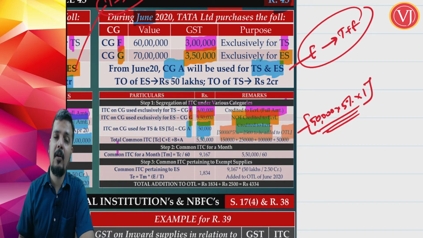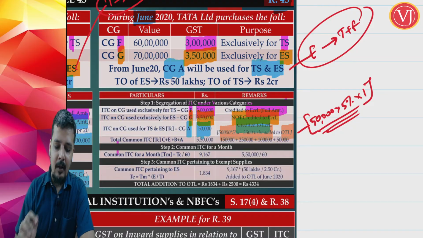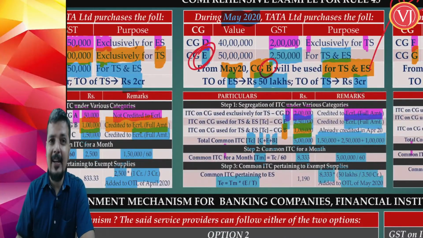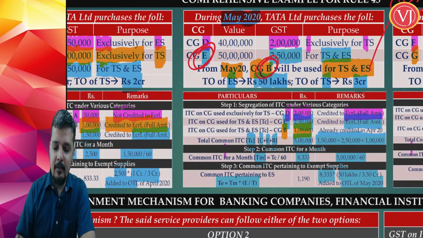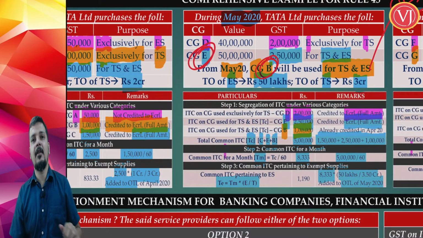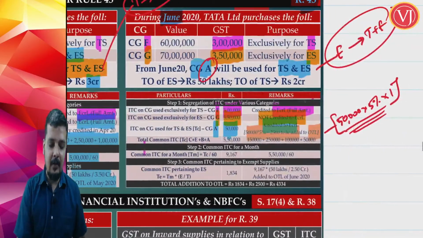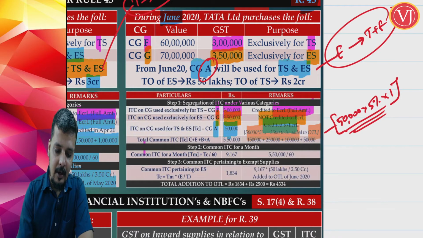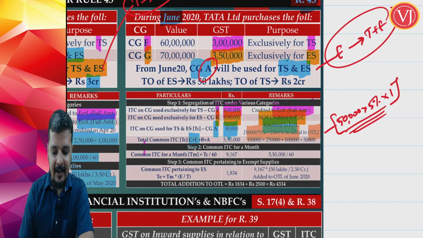Now friends, what are the common capital goods? Looking at the entire question, the common capital goods were capital goods C in April, capital goods E in May, capital goods B which was converted from taxable to common, and capital goods A which was converted from exempt to common. So there are totally 4 common capital goods. C plus E, which were right from the beginning used for both taxable and exempt supplies.